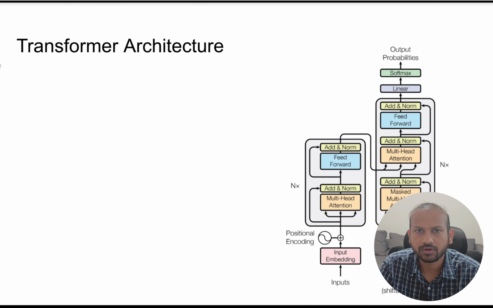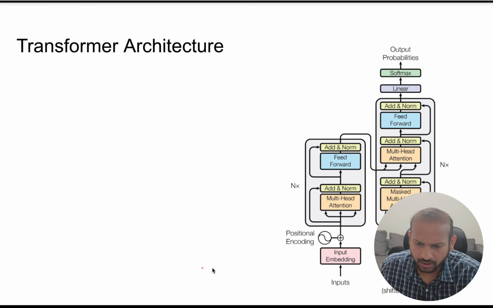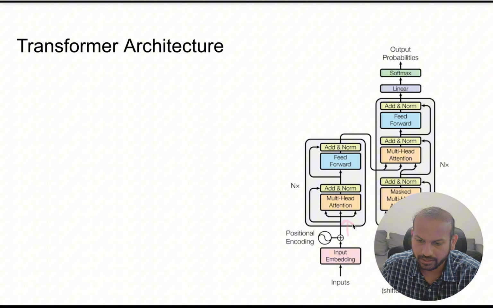In our last video, we discussed input embedding, and in this video, we'll talk about positional encoding. So let's get started. The output of the input embedding is added with the positional encoding and summed up here, and is provided as an input to the multi-head attention network. So positional encoding and input embedding outputs are added together.